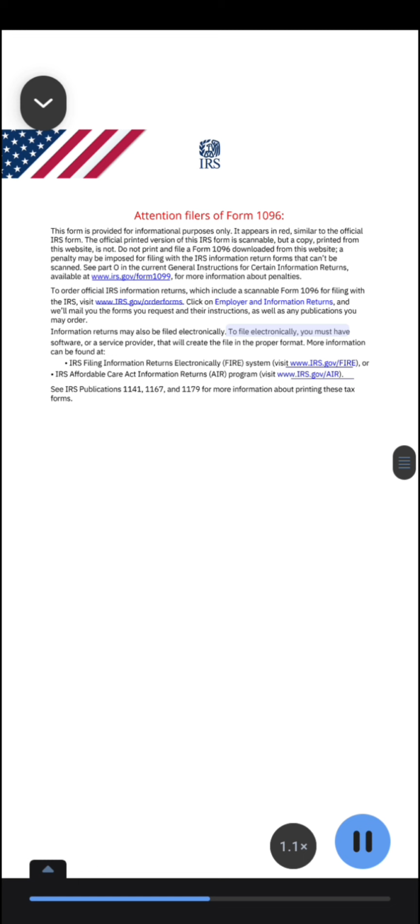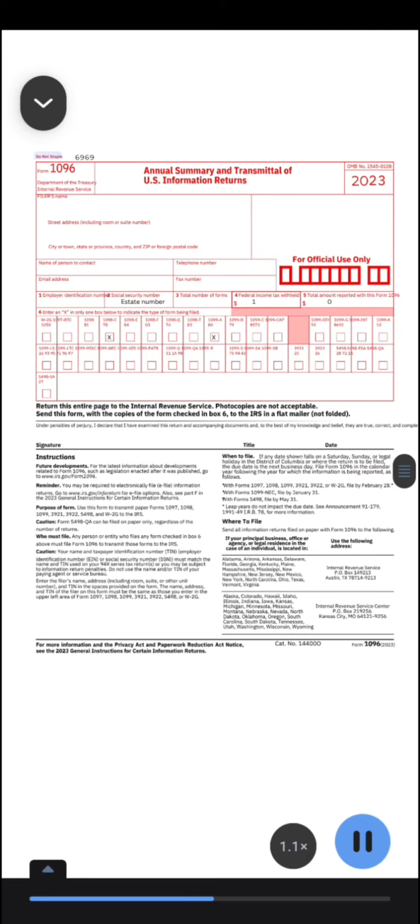Information returns may also be filed electronically. To file electronically, you must have software, or a service provider, that will create the file in the proper format. More information can be found at IRS Filing Information Returns Electronically (FIRE) System. Visit www.irs.gov/FIRE. Or IRS Affordable Care Act Information Returns (AIR) Program. Visit www.irs.gov/AIR. See IRS Publications 1141, 1167, and 1179 for more information about printing these tax forms. Do not staple.